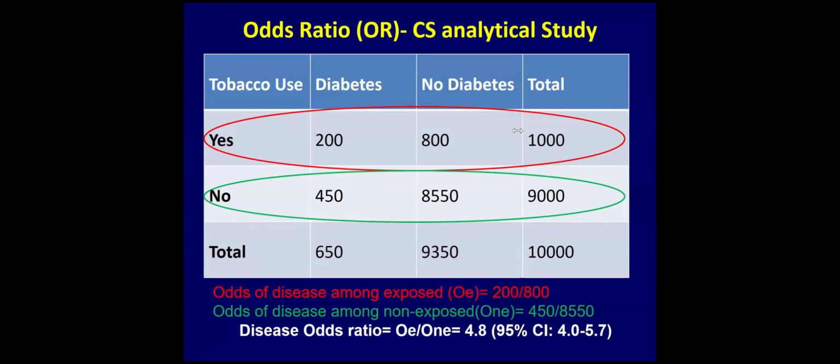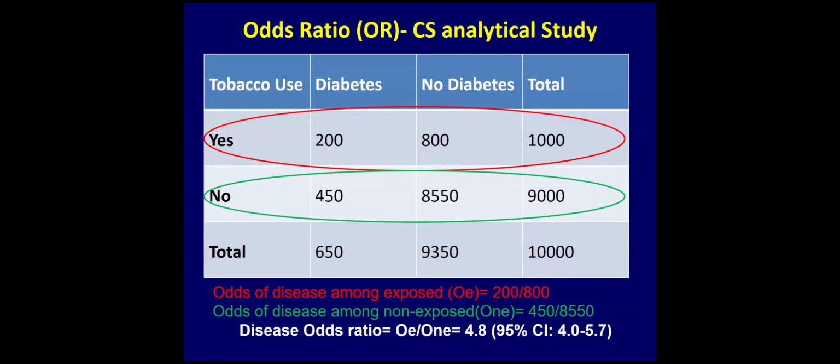What happens with the prevalence ratio is simple. It's common sense, right? 20% of the tobacco users have diabetes, whereas 5% of those who are not using tobacco have diabetes. By looking at this, what I calculate is the prevalence of diabetes among those who use tobacco divided by the prevalence of diabetes among those who are not using tobacco. That is my prevalence ratio.